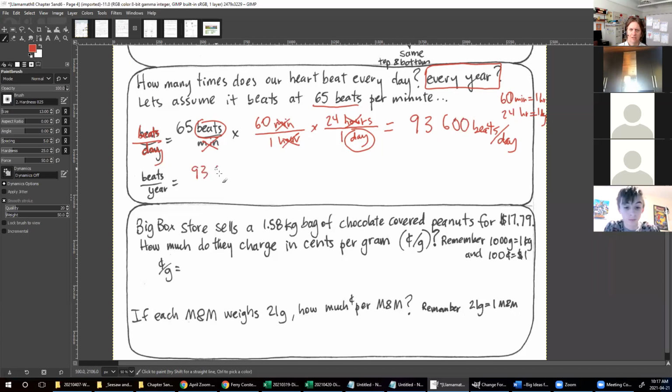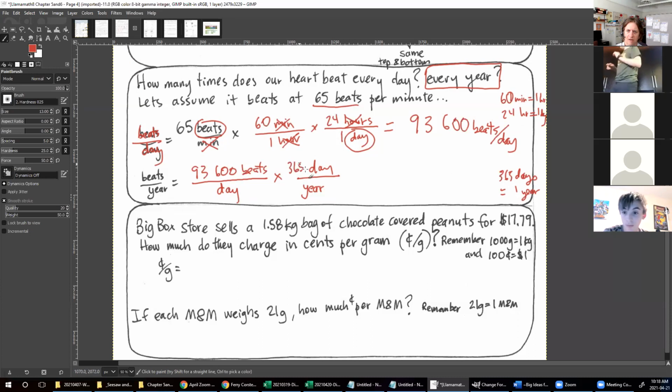So 93,600 beats per, we don't have year, we have day, but at least it's a time. We want to multiply it where day is on the top and hopefully something closer to year is on the bottom, because we eventually want a year on the bottom. Well, we know that there's 365 days. Yes, there's 365.25, but whatever. 365 days is 1 year. So I'm going to multiply by 365 days per 1 year.